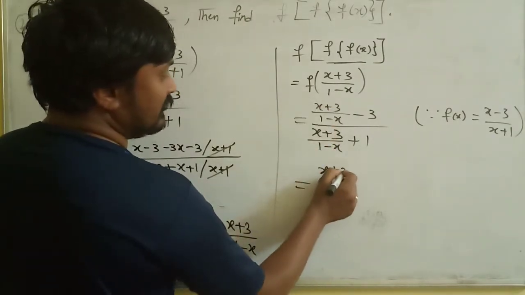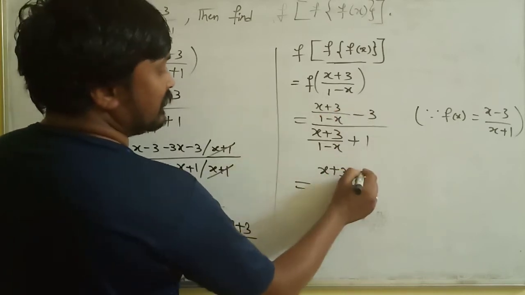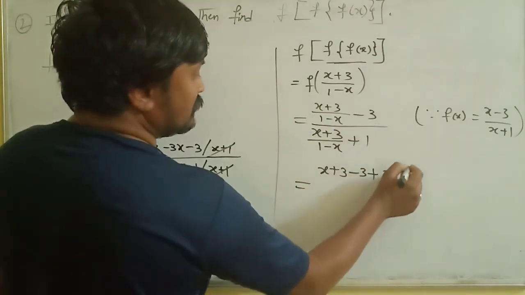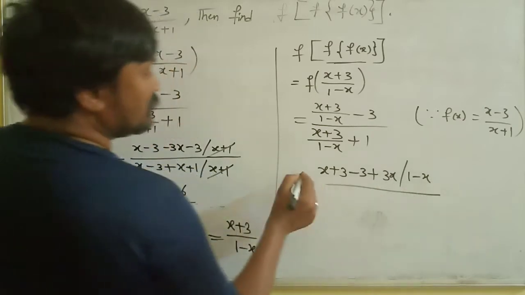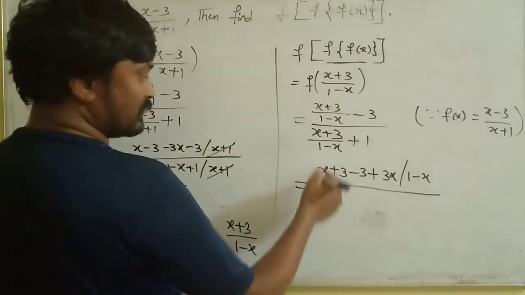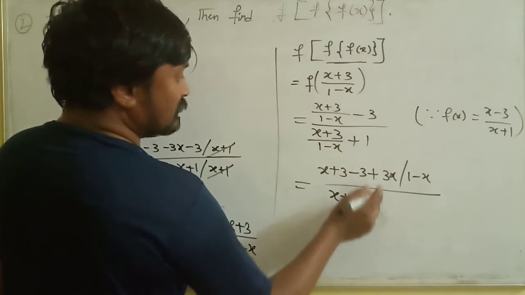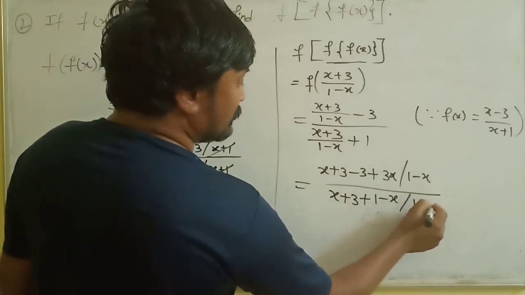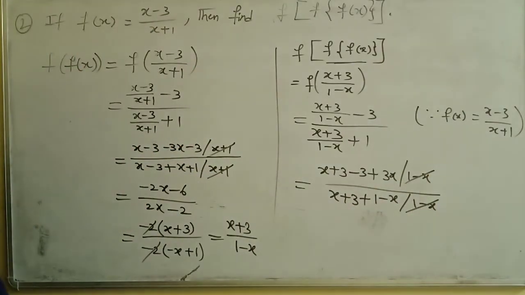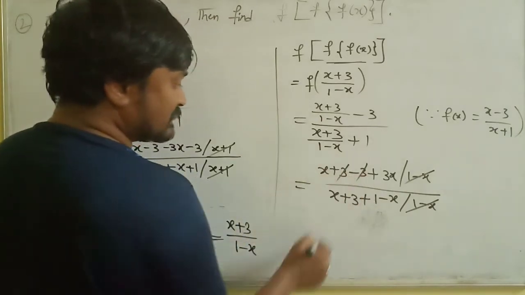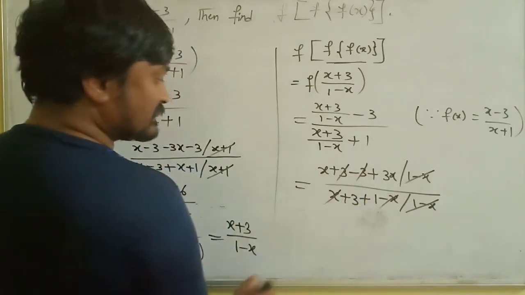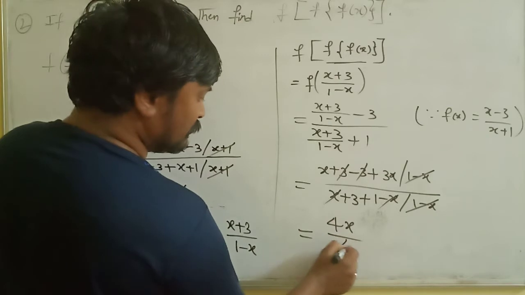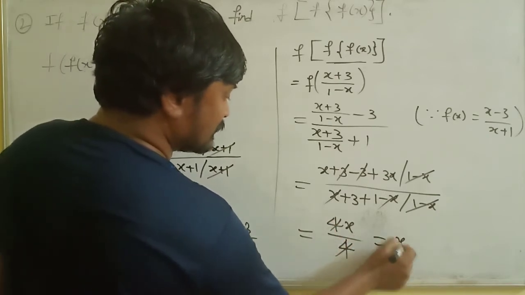That plus 1. Take now LCMs, what you are going to get. So x plus 3, now minus 3 into 1, minus 3, minus into minus, plus 3 into x, 3x, and here 1 minus x upon, because LCM is 1 minus x. Next also x plus 3 plus 1 into 1 minus x, you will get as 1 minus x upon 1 minus x. 1 minus x, 1 minus x get cancelled. What are we going to get? Minus 3 plus 3 get cancelled. Minus x plus x get cancelled. So x plus 3x, 4x upon 3 plus 1, 4. 4 gets cancelled. You will get answer as x.